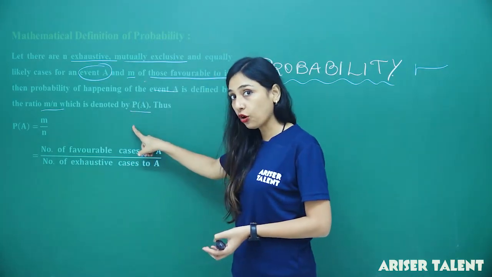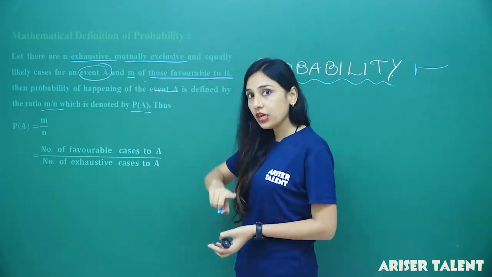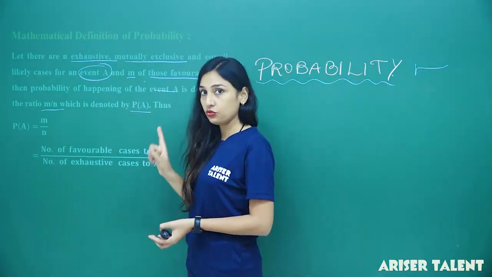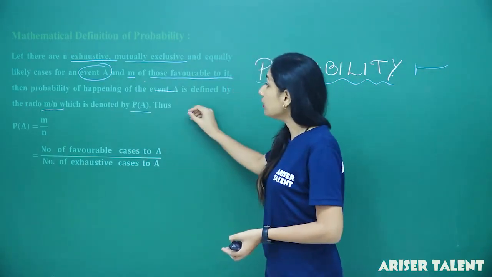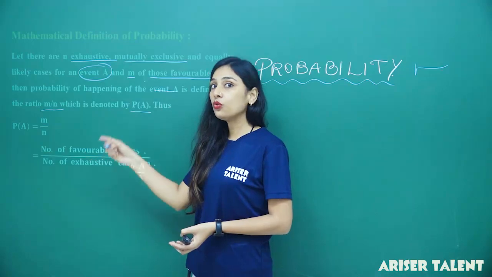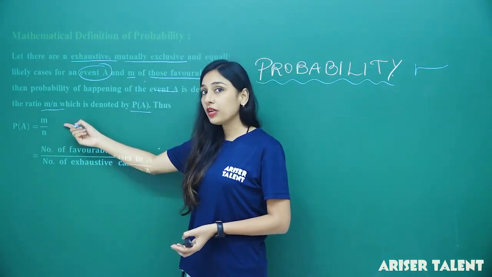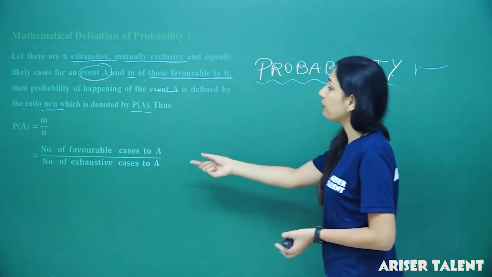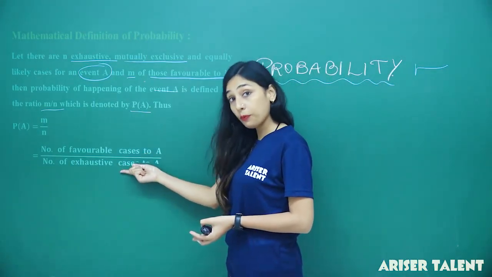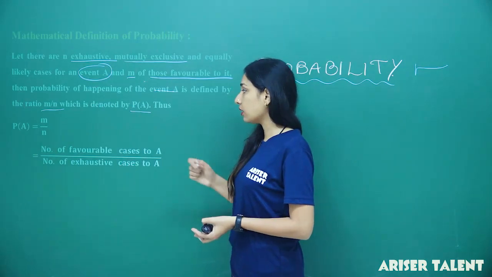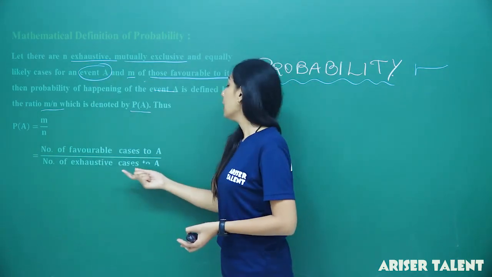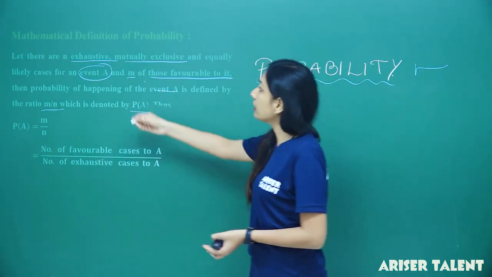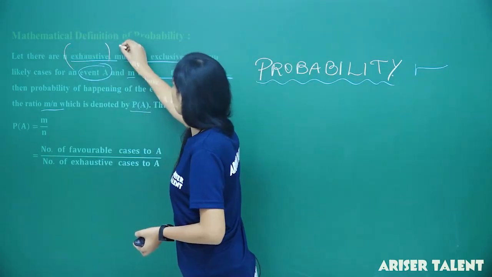P(A). P for probability, A. We are talking about only event A to occur. Now, P(A) is equal to m by n. This is favorable and this is total. You know this. Okay. So this is the number of favorable cases to A upon the number of exhaustive cases to A. Now, what are these terms basically?